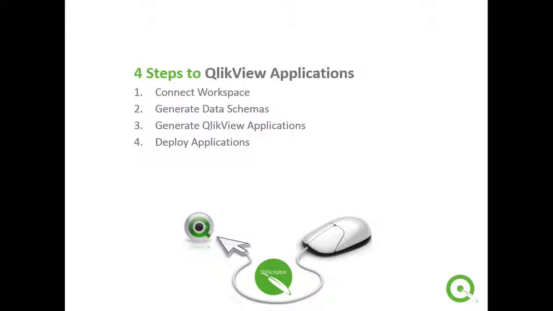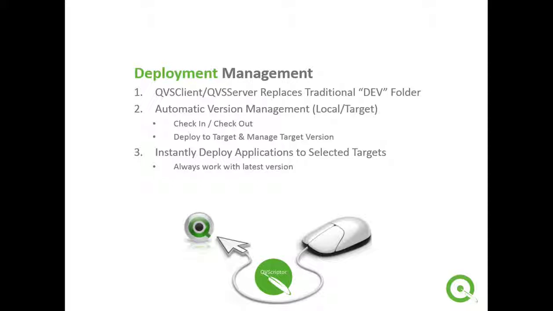The four steps to ClickView application generation are that you connect to a workspace, you generate a data schema, generate your ClickView applications directly from your data schema, and then you deploy your applications. QVScriptor client replaces the traditional development environment, as all development is done within the client-server environment. We have implemented automatic version management across the board on both local development versions within the client as well as target deployment versions utilized by the users within the access point environment.